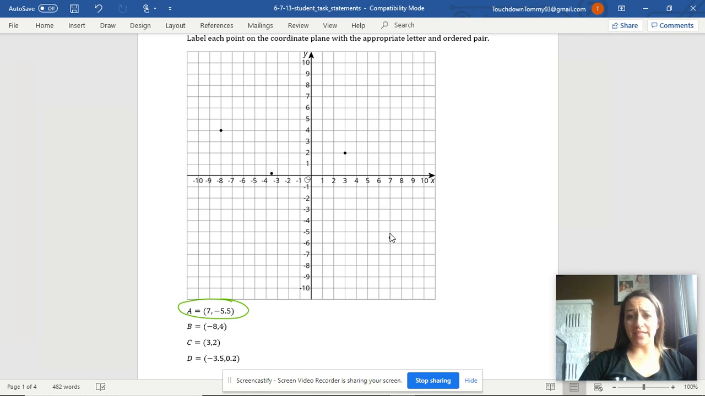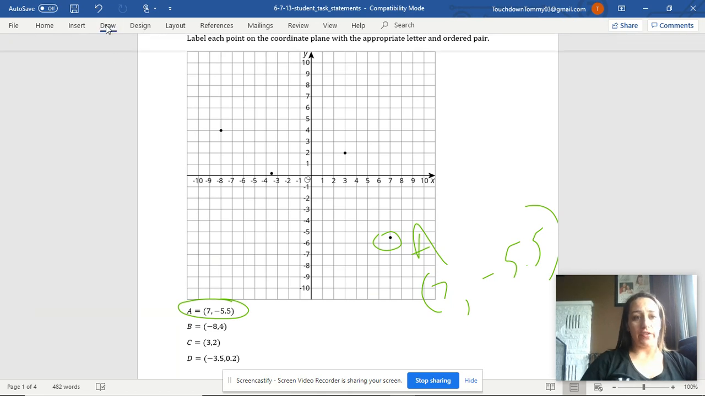I only see one dot down here, so if I check it, sure enough, it's between negative 5 and negative 6, so it would be at 5.5 because 5.5 is in between 5 and 6. So this point right here would be known as point A, and it tells us to write the letter and the ordered pair. So I'm going to go ahead and copy that 7 and negative 5.5 near that.